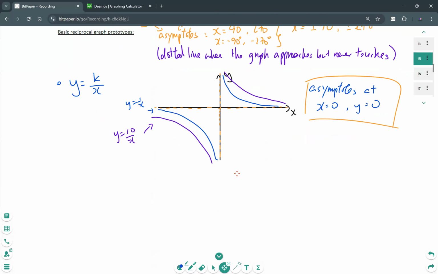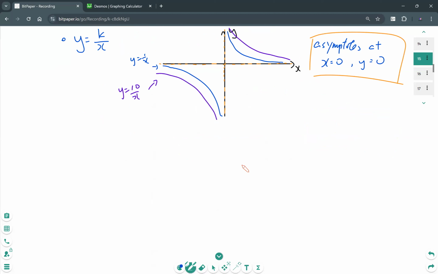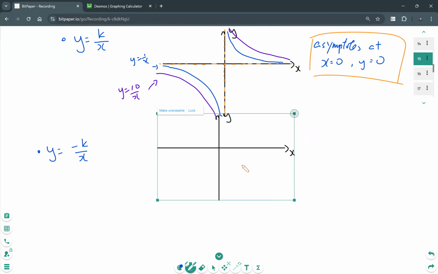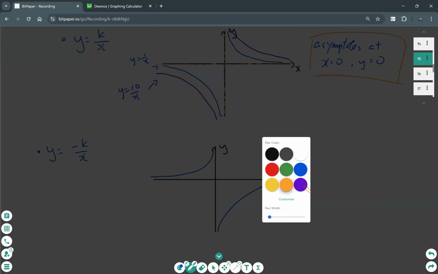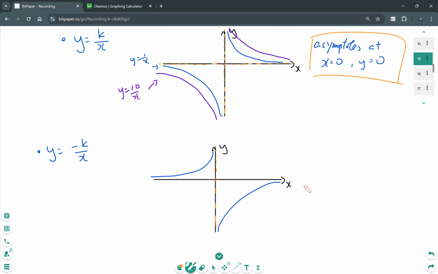Okay, next one. Y equals negative k over x. Okay, y equals negative k over x. So the difference is we have one in here and one in there. Okay, asymptotes still the same. X equals 0, y equals 0. You can put the asymptote in there if you prefer, but we know the asymptotes are going to be the same.